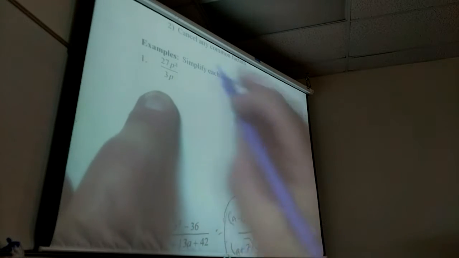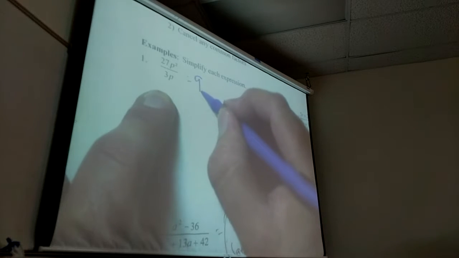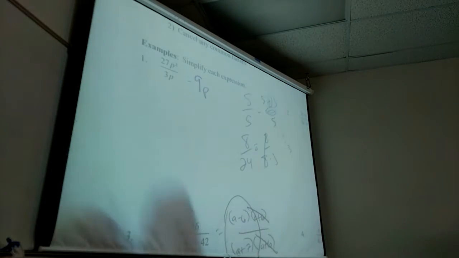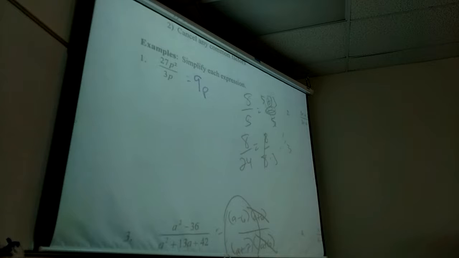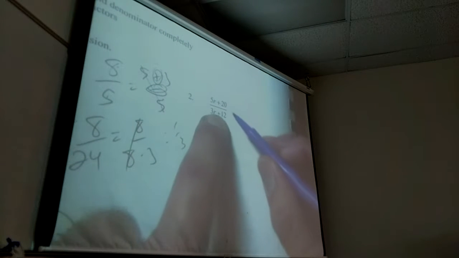27 divided by 3 is... 9. And then how many p's are left? Okay, that's old news. All right. Thanks for playing. What do I do in number 2?